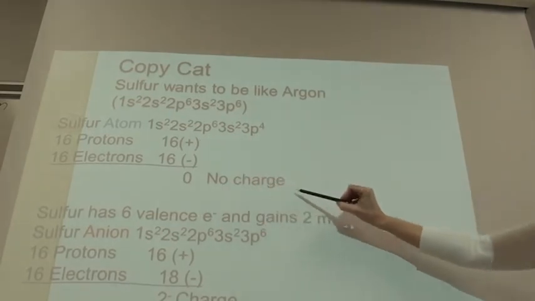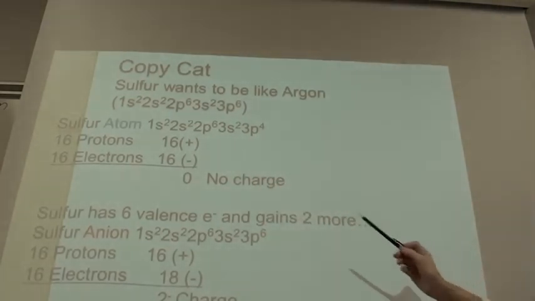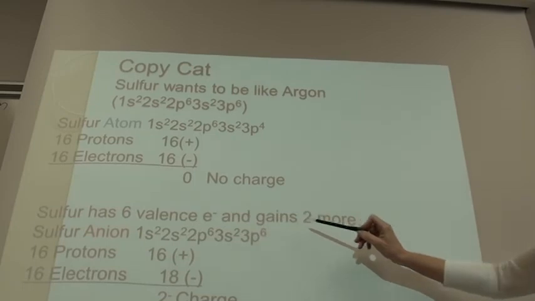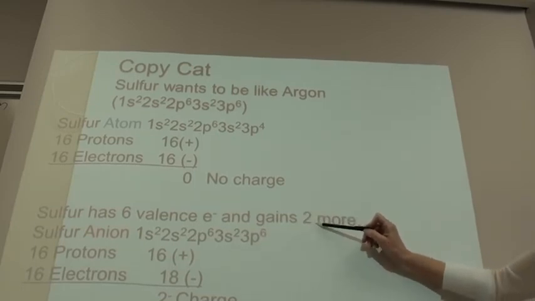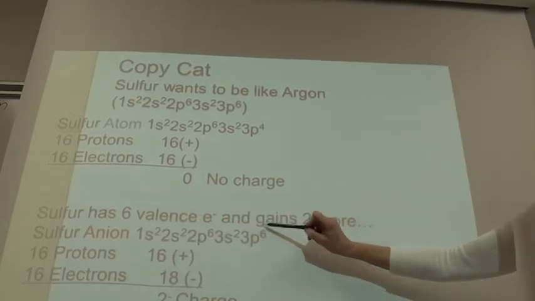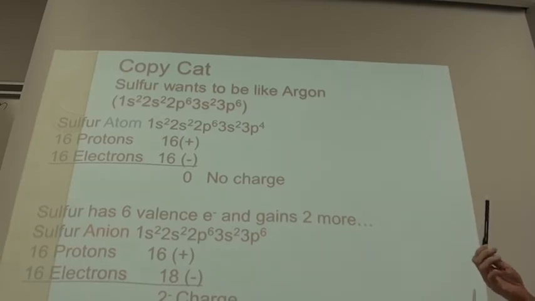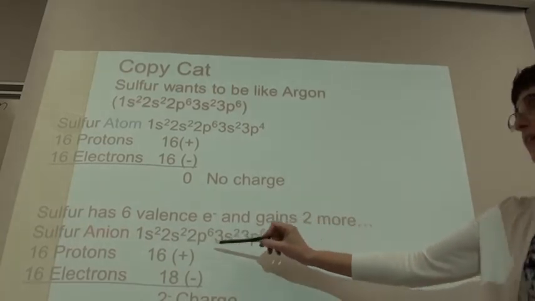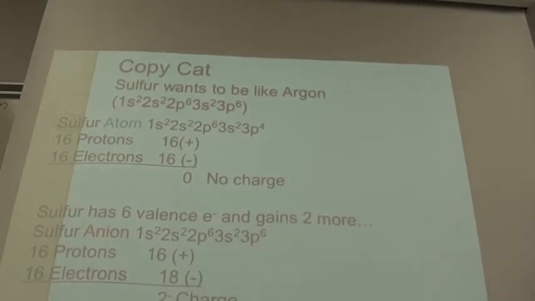When it's an atom, it has no charge. It has 6 valence electrons. Energetically, it takes less energy to gain 2 than get rid of 6. So it does gain those 2. So the anion has the electron configuration of argon, and its charge is -2.